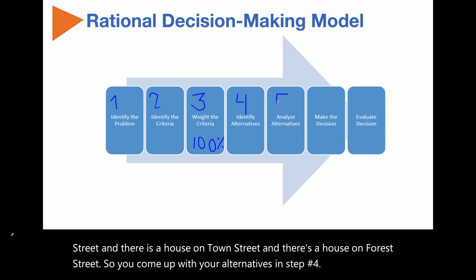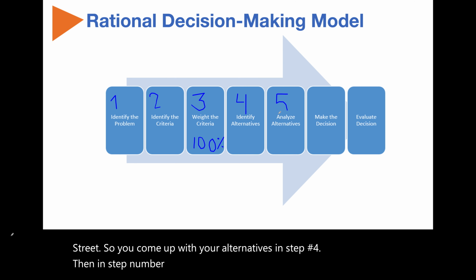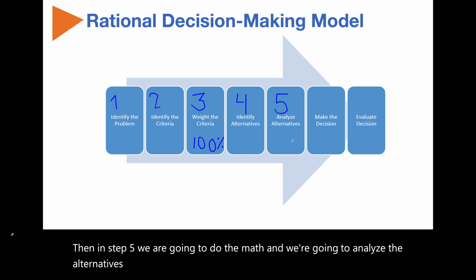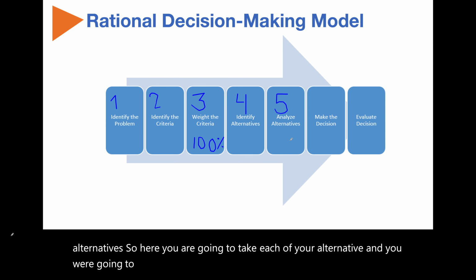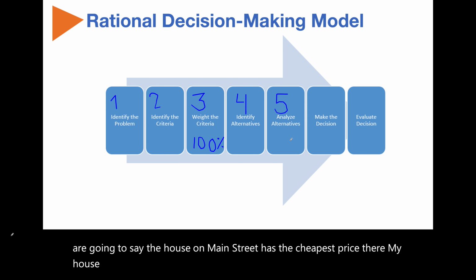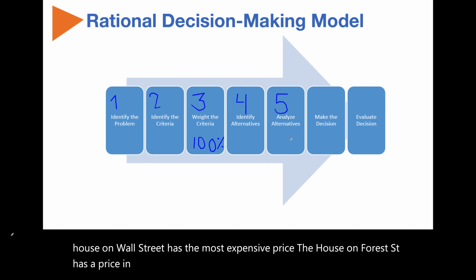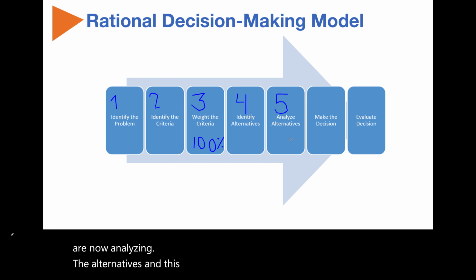Then in step number 5, we are going to do the math, and we're going to analyze the alternatives. So here you're going to take each of your alternatives, and you are going to say, well, the house on Main Street has the cheapest price. The house on Wall Street has the most expensive price. The house on Forest Street has a price in the middle, right? So we are now analyzing the alternatives, and this might become a little bit more clear on the next slide.